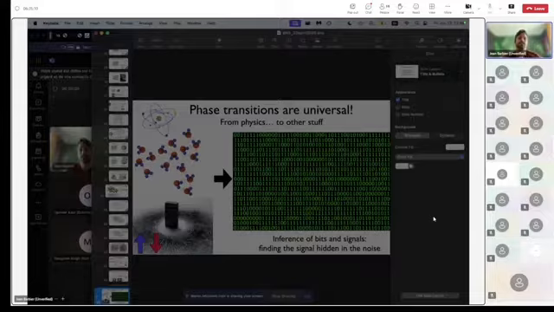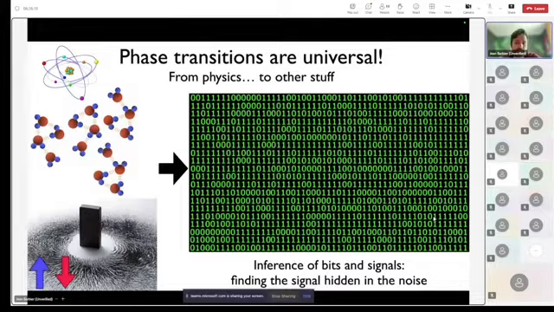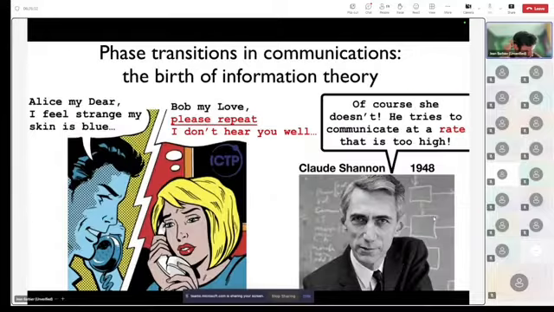Okay, so now let's go towards another field, which is actually the one we've been studying in this course, which is statistical inference, that is, finding the hidden signal in the noise. I think some of you know communications well, but let me redefine the problem and then explain the connection.